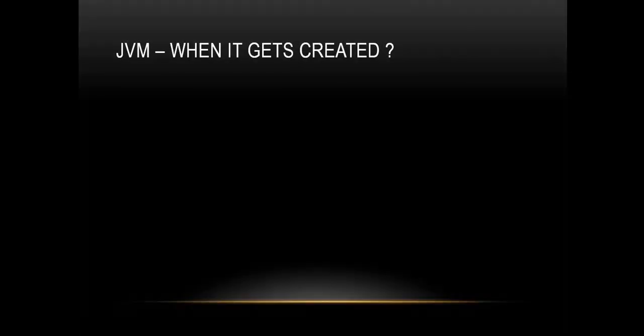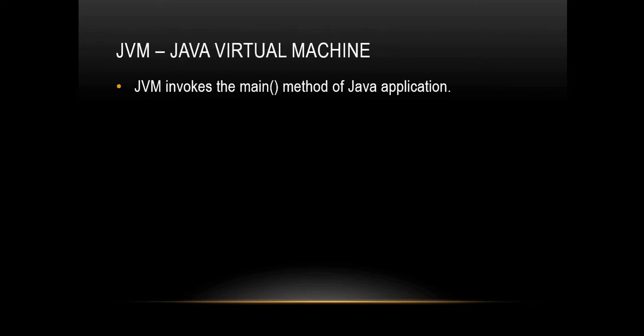So when exactly does the JVM get created? On the call of the Java command, right? When you call the Java command over the name of your .class file, the JVM instance gets created and it invokes the main method. It is the JVM which invokes the main method of your Java application.